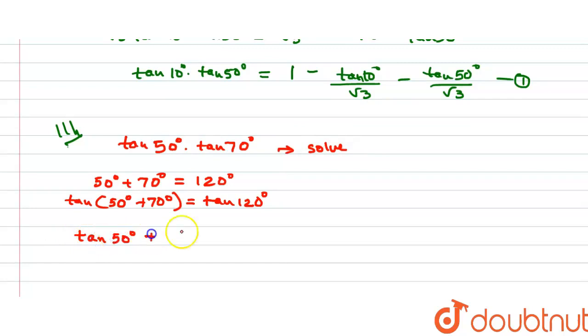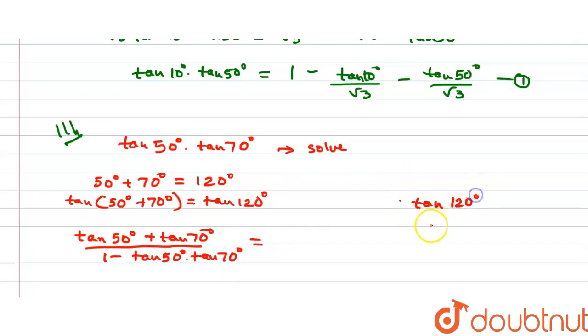So here I will get tan 50 plus tan 70 degree divided by 1 minus tan 50 degree into tan 70 degree. And this is equal to tan 120 degree; let us first see what its value is. Tan 120 degree can be written as tan of 180 minus 60 degree. And tan of 180 minus 60 degree will fall in the second quadrant, and in the second quadrant, tan is negative. So it will be minus tan 60 degree, that will be equal to minus root 3. So we can put the value here: this is minus root 3.